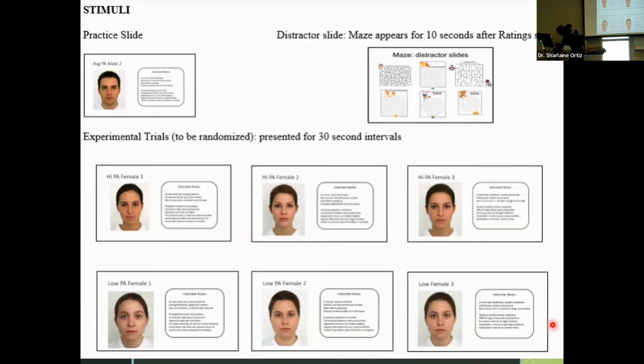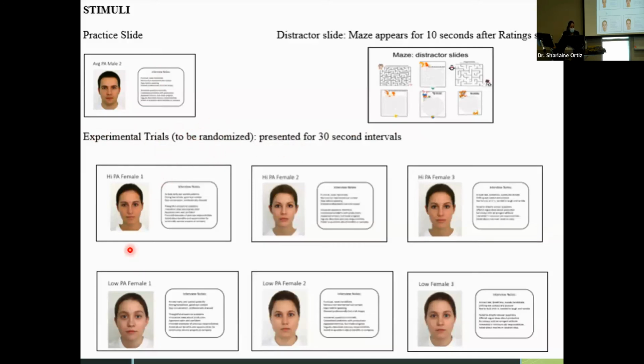This is an example of the faces, which were computer generated. Notice that here we have an illustration of that distractor maze. Notice that we have 6 listed here. Notice that they were presented after the individual had to provide a rating. On your left, you have the stimulus of an average male. And also here, we are looking at the actual experimental trial, the one that was randomized.